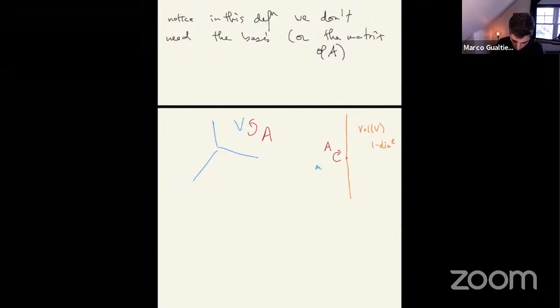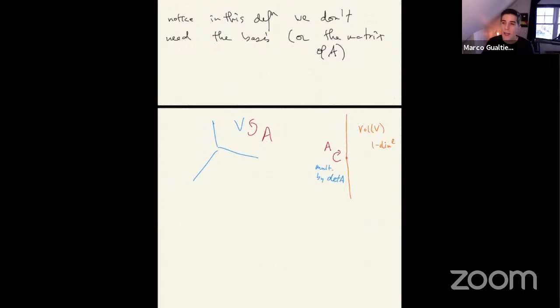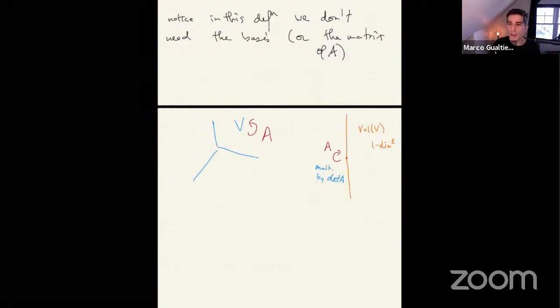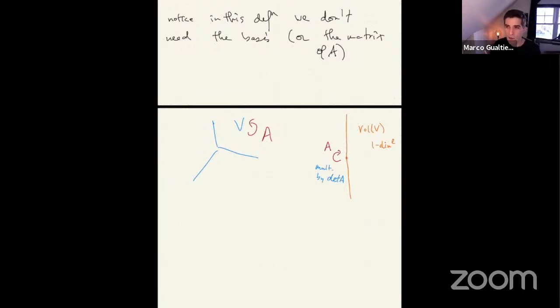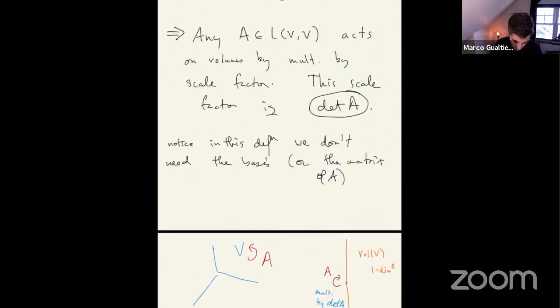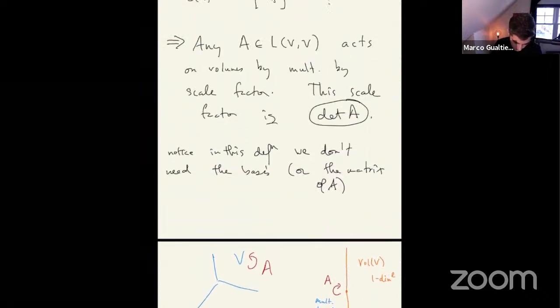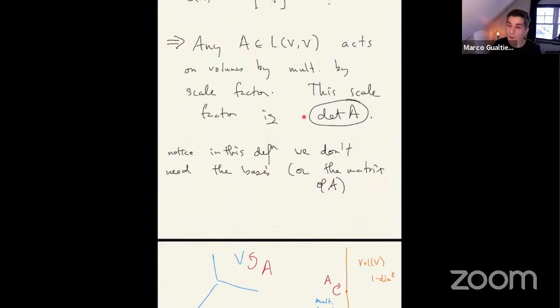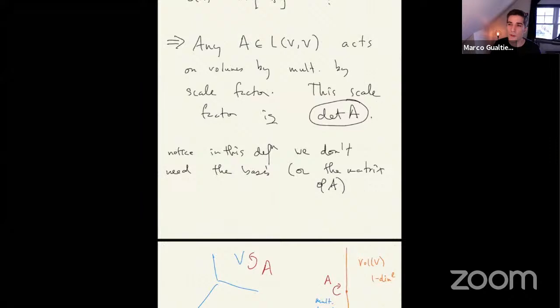This is just multiplication by a number, which is determinant A. And the cool thing about this definition is that we do not need a basis in order to determine the determinant. The determinant is just what the operator does to volumes. That's all. It's an expansion parameter. So the determinant is a scale factor. It's the scale factor by which A acts on volumes.